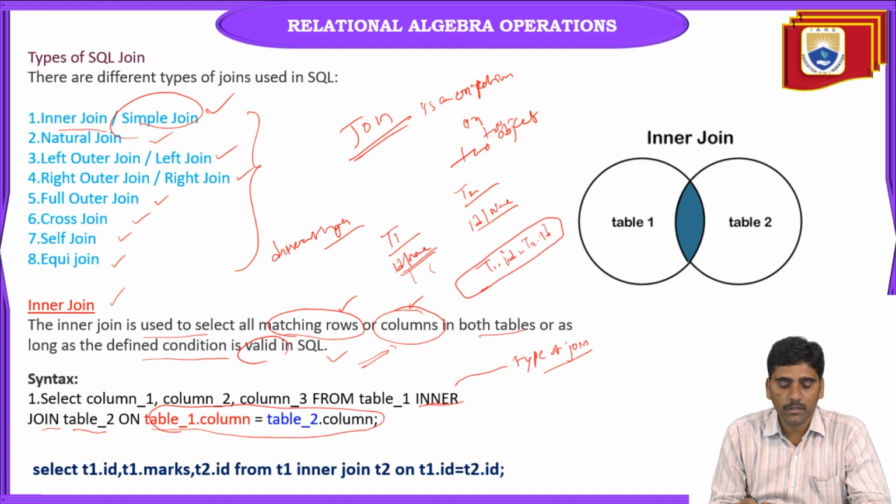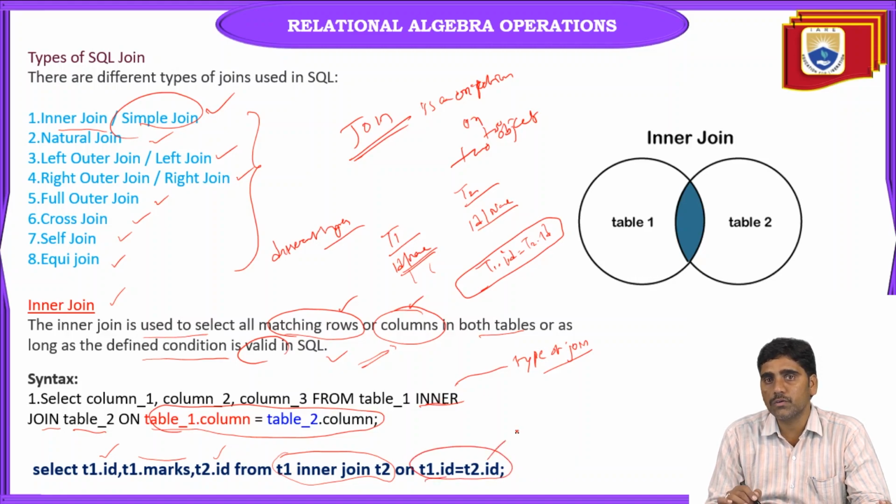So what columns do you want to display? The example is: select T1 dot ID, the table 1 ID, and T1 dot marks, the table 1 marks, and T2 dot ID, the ID from table 2, from table 1 T1 inner join T2 on T1 dot ID equals T2 dot ID.